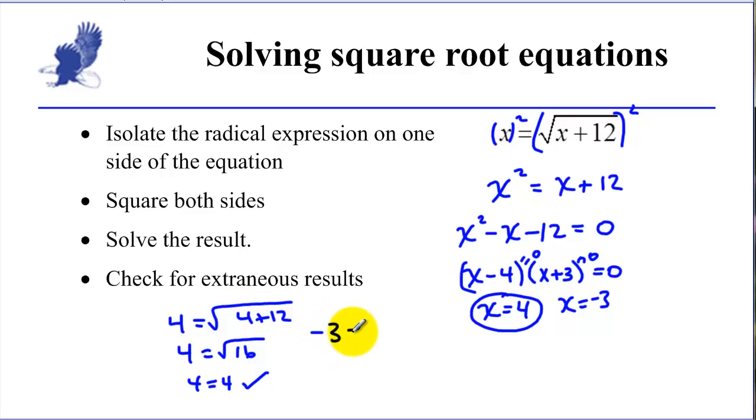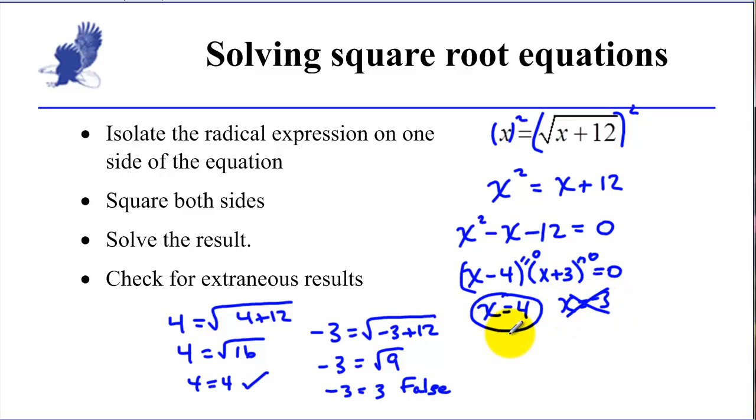Now we can see right here that this is not going to work out, because when you take the square root symbol, that means the principal square root, and that's always positive. So here we're going to get negative 3 equals positive 3, which is not true. So that's false. So this answer is extraneous, and we throw it away, and we have one solution.